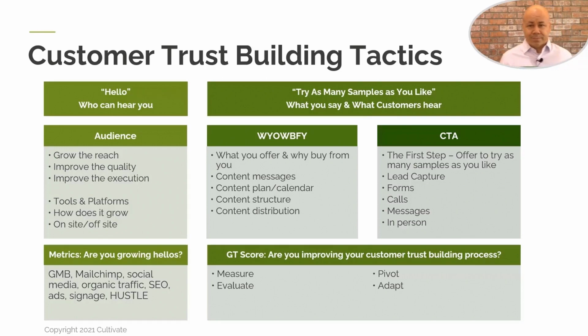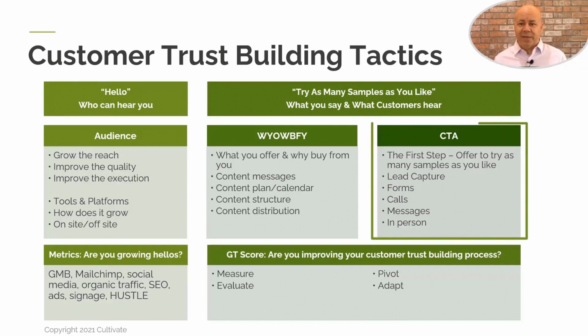And then our call to action, that first step, the offer: try as many samples as you like. What can we do to improve that? What can we do to have a variety of ways that people engage with that call to action? Maybe it's a form on our website. Maybe there's an option to call your business. Maybe there's other ways that you're communicating those messages. Maybe there's an in-person way that you can communicate that call to action.